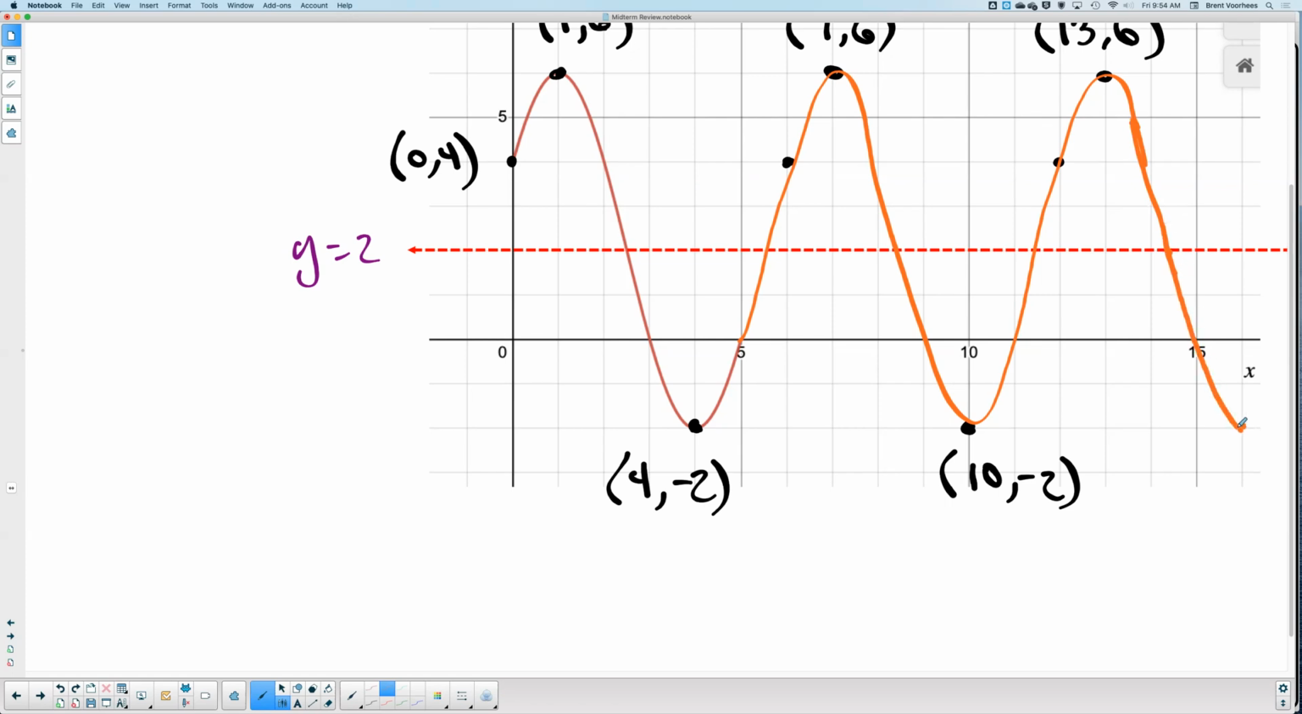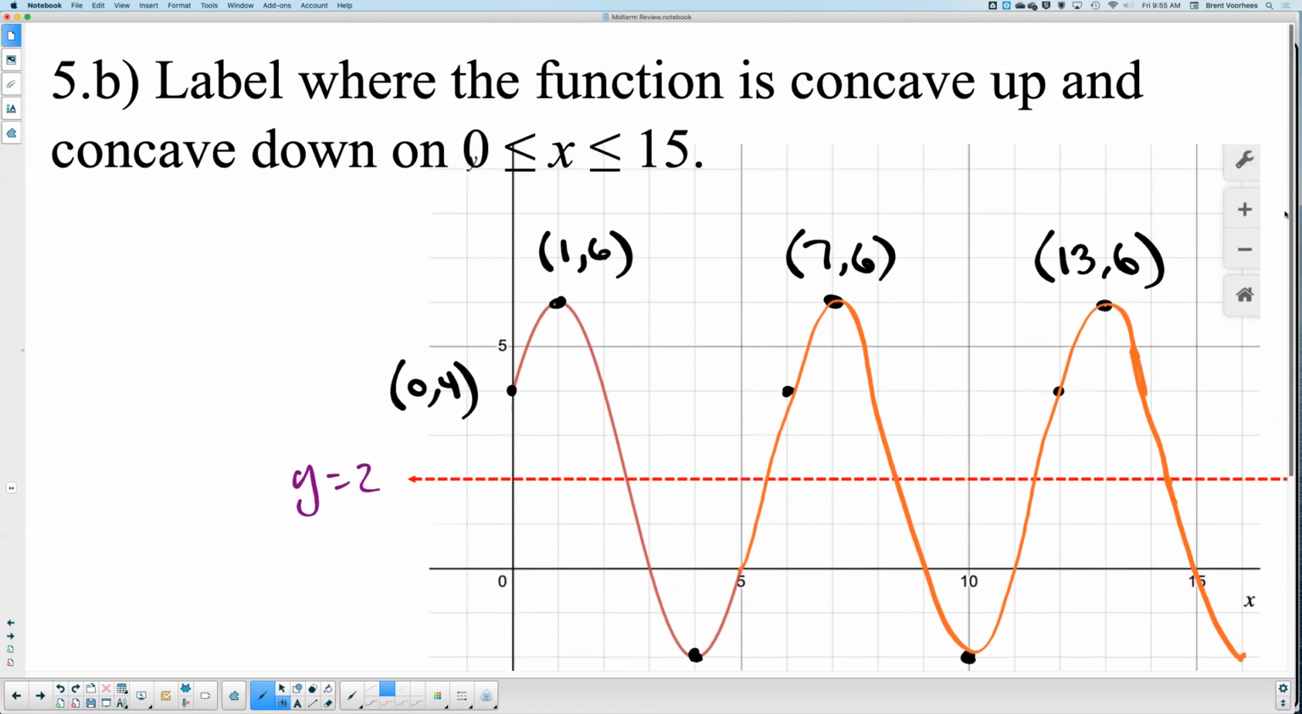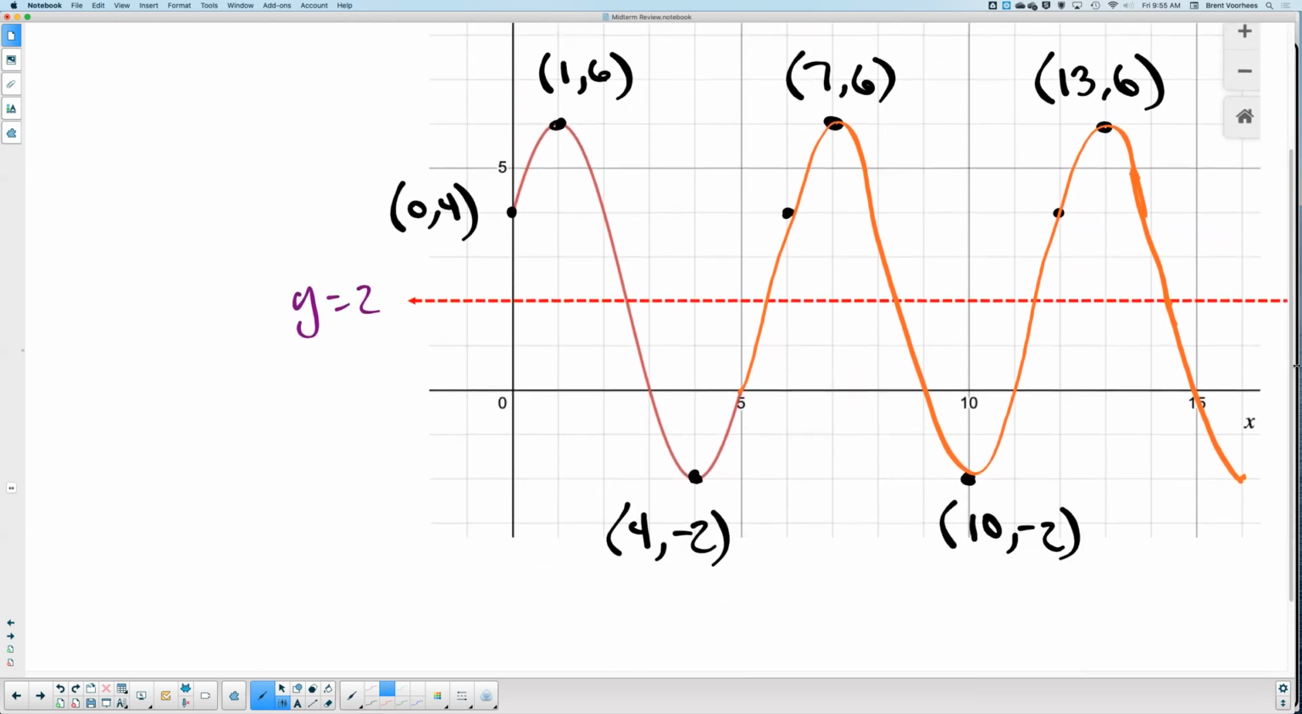Okay, so we're looking at something like that. What did it say? What was the question? Concave up, concave down? Is that what it said? Determine the intervals that are concave up and concave down between the points 0 and 16. All right. Above the midline, what's happening every time you're above the midline? Concave down. It's concave down. What's happening below the midline? Concave up. Good.